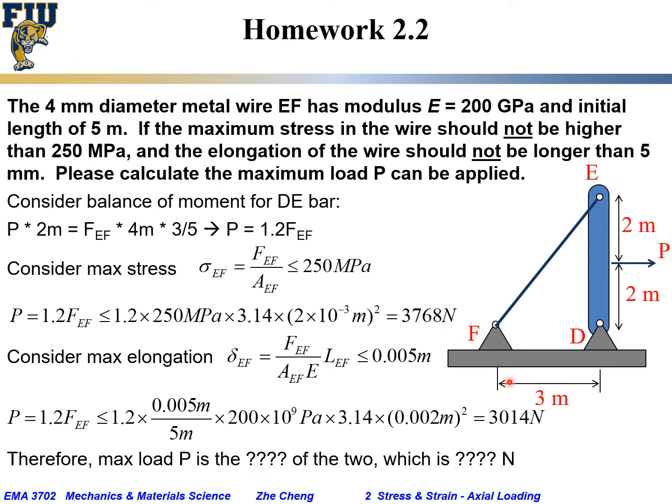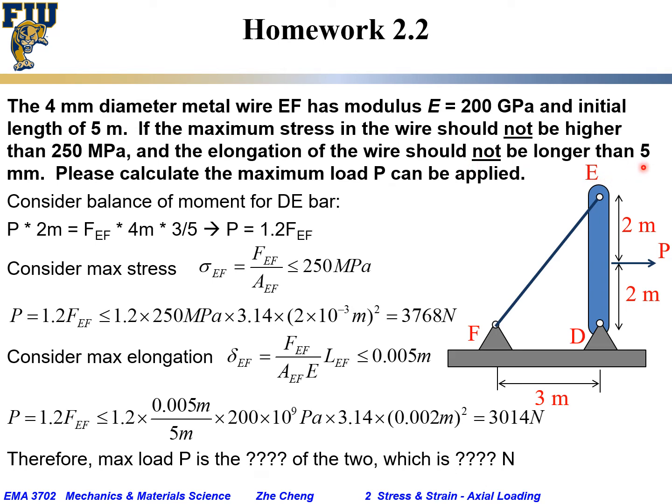Okay, so we have the geometry: 3 meter from F to D, 4 meter from E to D. Okay, 3, 4, 5. If the maximum stress in the wire should not be higher than 250 megapascal. Okay, within the elastic limit, the maximum stress should not be higher than 250 megapascal. Otherwise, the wire may break. And the elongation of the wire, the relative deformation, should not be longer than 5 millimeter.